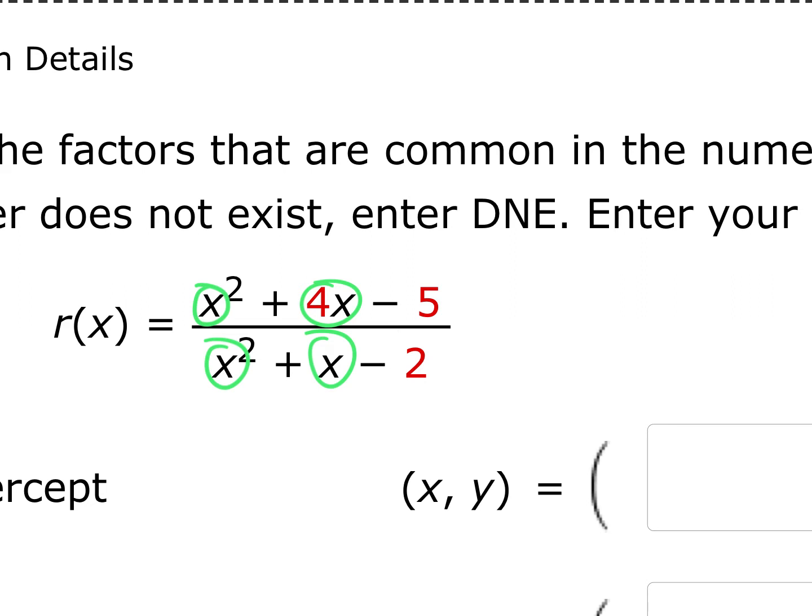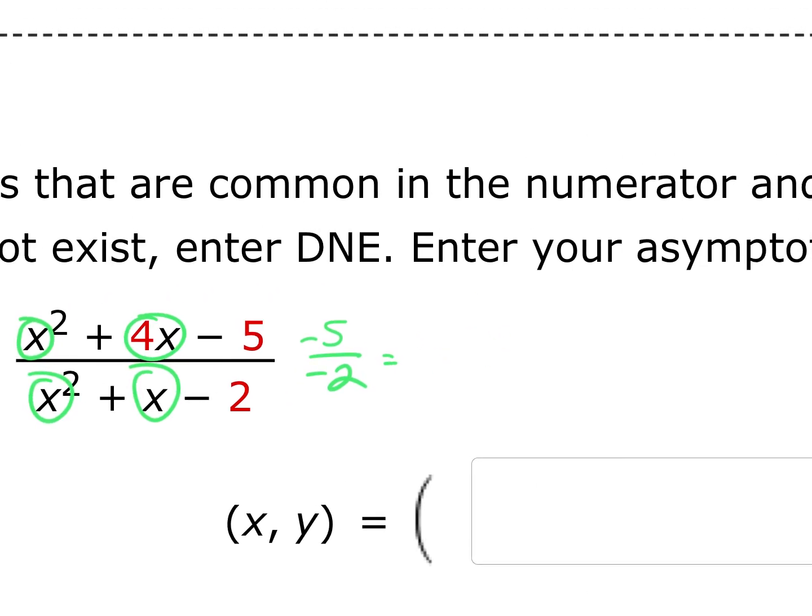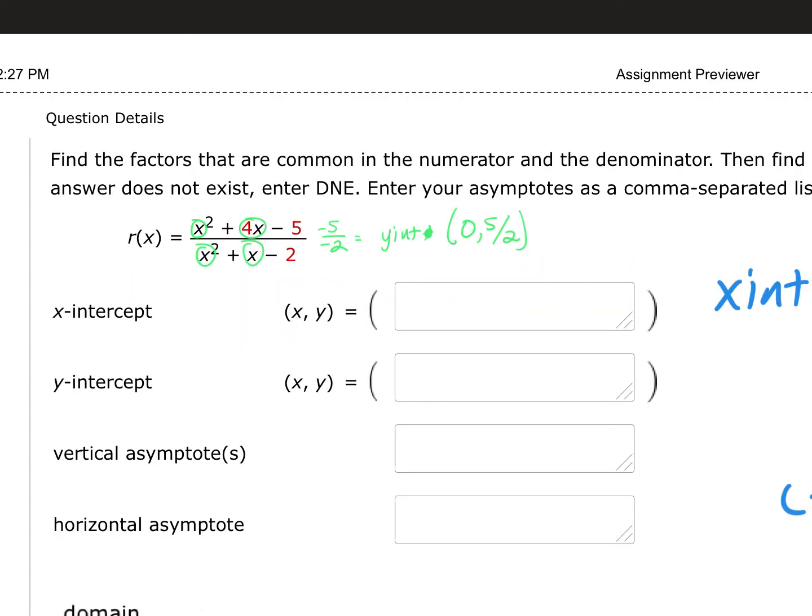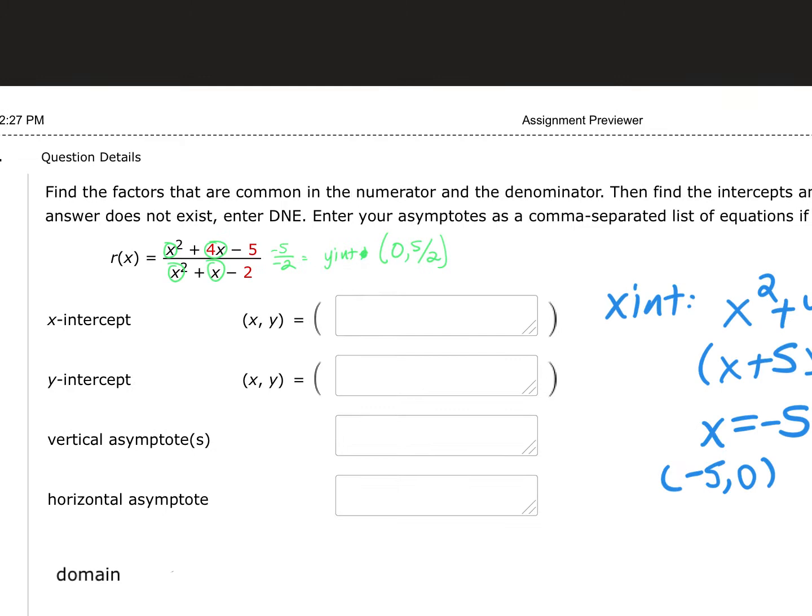You're plugging in 0 for x. So I end up with -5 over negative 2. A negative divided by a negative is a positive. So my y-intercept is at, when I plug in 0, I get out positive 5 over 2. Good. All right, so as we go through here, we found the x and the y.